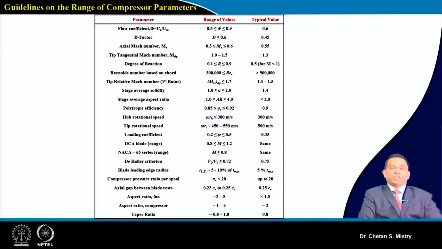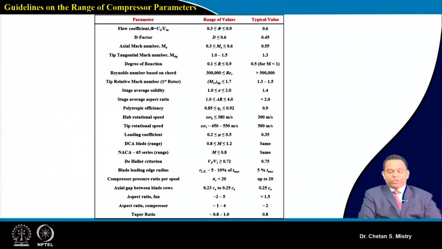Up to 20 is what is preferred. So these days we are talking about, say, high overall pressure ratio kind of configurations, so there this number may vary depending on the requirement. The axial gap between, say, rotor and stator needs to be in the range of 0.23 to 0.25 of axial chord. It depends on which kind of compressor we are designing.